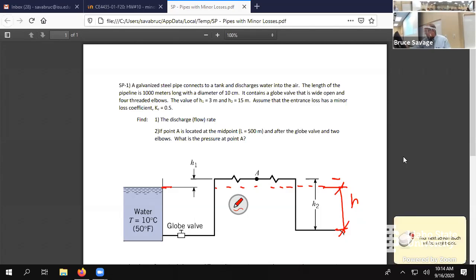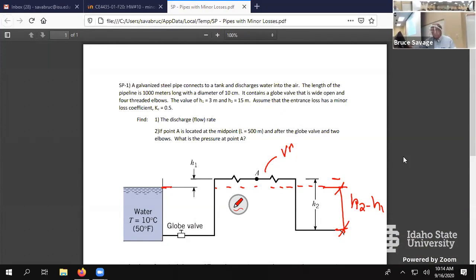H2 minus H1, that's the driving head. But because the pipe is above our driving head, this means that at A we would expect a vacuum, right? And that, in fact, is what we want to calculate for A. But before we do that, we want to calculate the discharge flow rate.